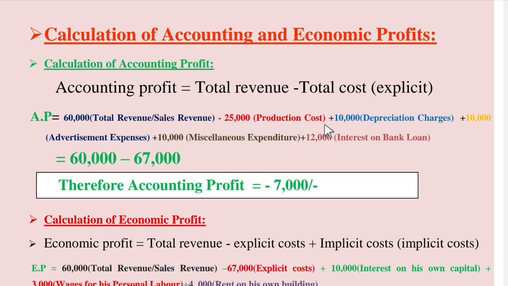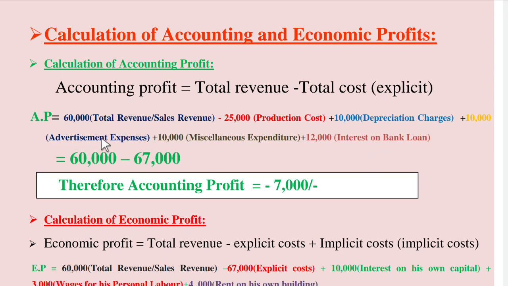What is this? Production cost, plus 10,000 depreciation charges, plus 10,000 advertisement expenses, plus 10,000 miscellaneous expenditure, plus 12,000 interest on bank loan. These costs, production cost, depreciation charges, advertisement expenses, miscellaneous expenditure, and interest on bank loan, are called what? Explicit costs. So these costs are to be considered by an accountant while calculating the accounting profit.